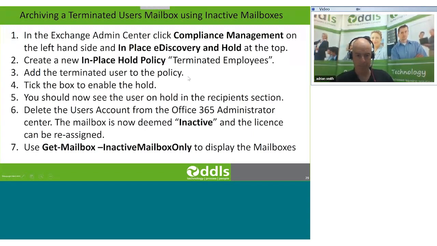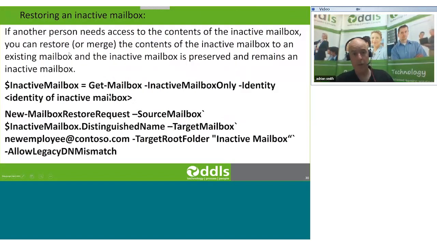It's then deemed to be inactive. We can still access it. We can use the Get-Mailbox cmdlet with the inactive mailbox only switch and display which mailboxes are going to be kept there indefinitely, which then means we can use that and bring it across, restore it, or merge it into some other person's mailbox. How do you do that?